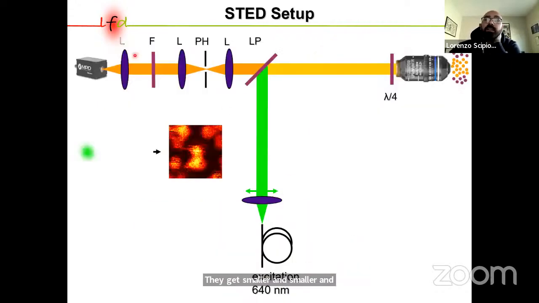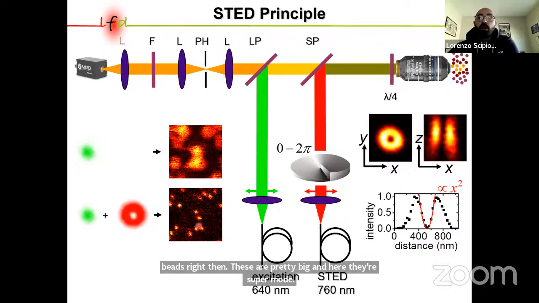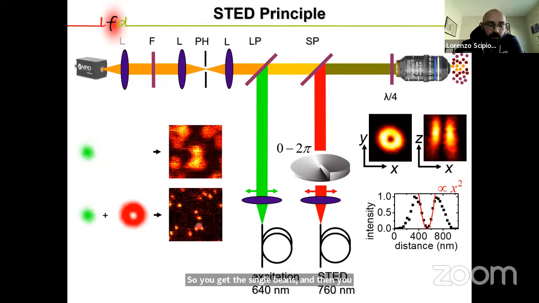This is the setup. This is pretty much a confocal setup. So you have the laser, excitation, detection, and then you get the detector, right? If you add the STED laser, what you would get here from beads, right? Now these are pretty big, and here they're super resolved. So you get the single beads, and then you can also do RICS on this data set as well, right?